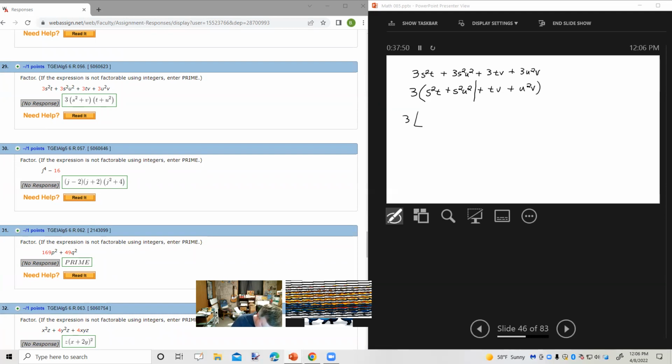So I've got 3, and then I'm going to take an s squared out and have a t plus u squared left over. So that means my leftovers on the right would be t plus u squared. And if I take out a plus v, that's going to work. So I've got 3 times t plus u squared times s squared plus v. And there you have that one.